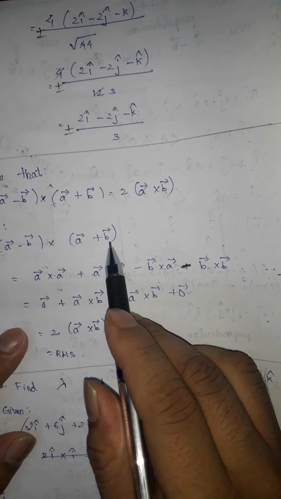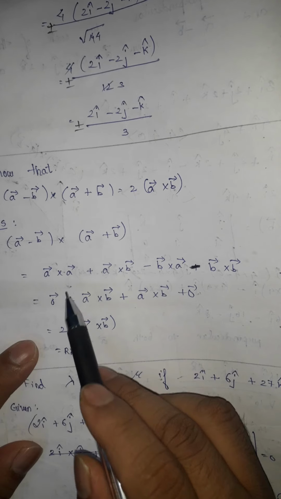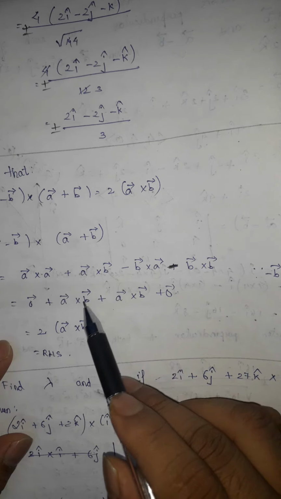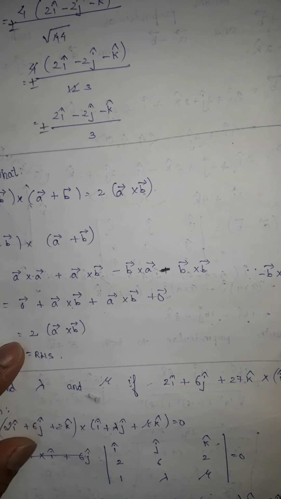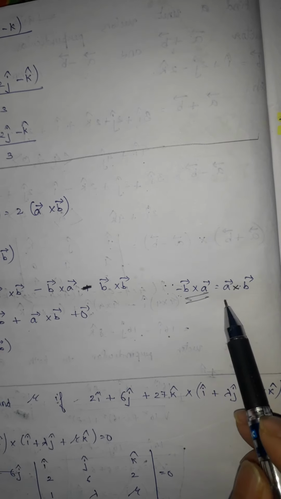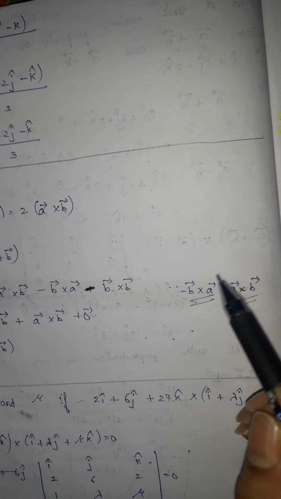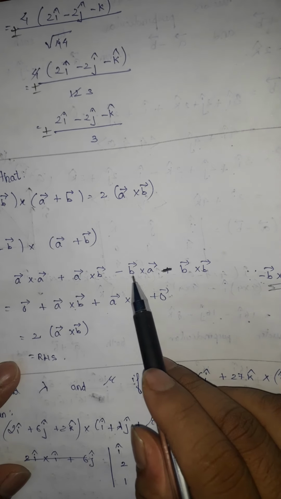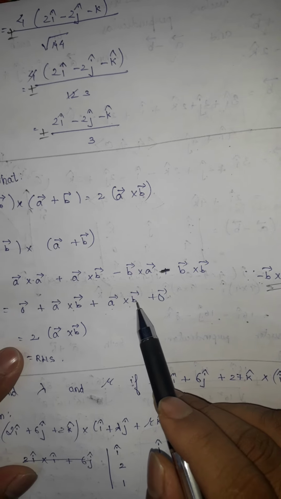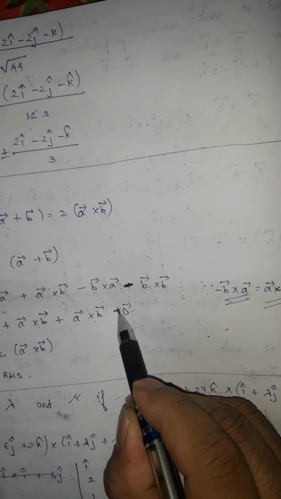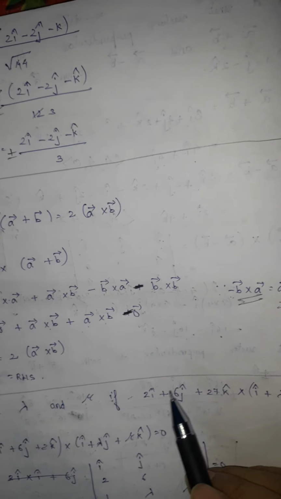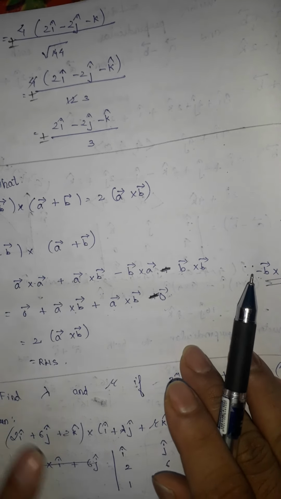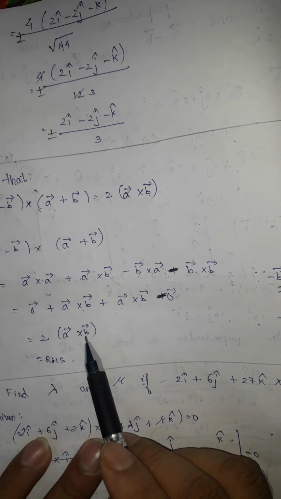minus b into b. Then a cross a will be the 0 vector because the cross product of two same vectors is always the 0 vector. Then a cross b, then minus b cross a. Minus b cross a equals a cross b because the cross product is not commutative. So minus b cross a is replaced by a cross b, and b cross b is the 0 vector, so minus 0 vector. Then a cross b plus a cross b is twice a cross b, so this is the right hand side.